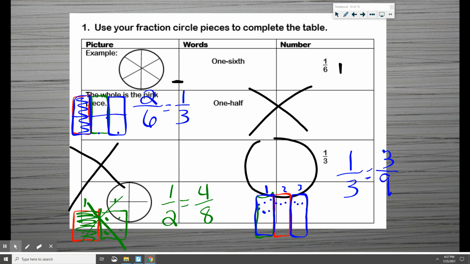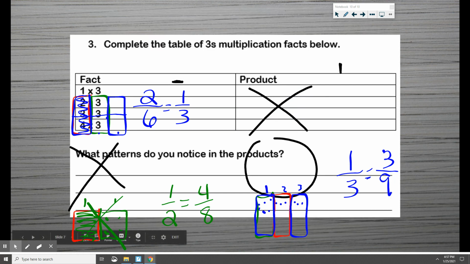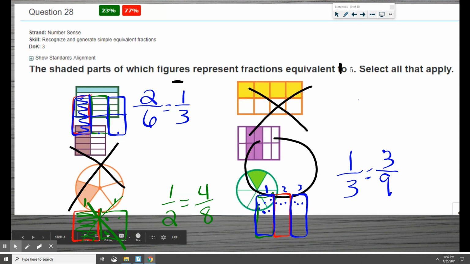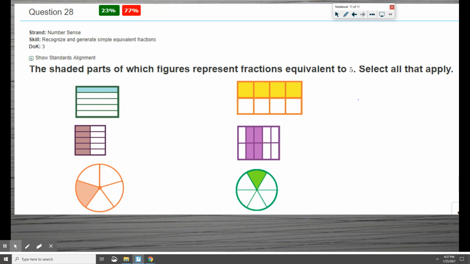I think part of why we didn't get very many of these correct is because we had to pick more than one answer choice. So if you didn't pick more than one answer choice, then we would have had a problem.